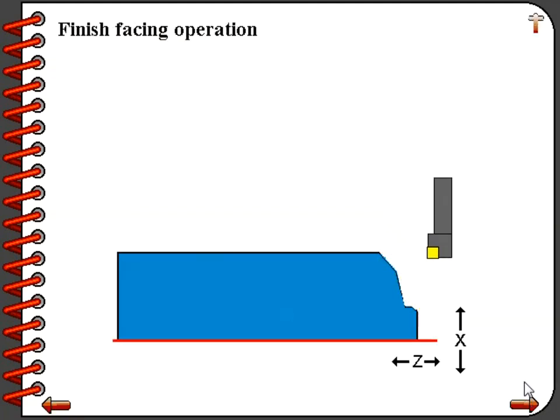A finish facing cut would take a small amount of material off of the front of the workpiece. Typically this would be about 40 to 60 thousandths of an inch. Notice also that this motion is comprised of different movements between the X and Z axes, but the primary direction of cut is the X-axis motion, and it is moving towards the center line of the workpiece.